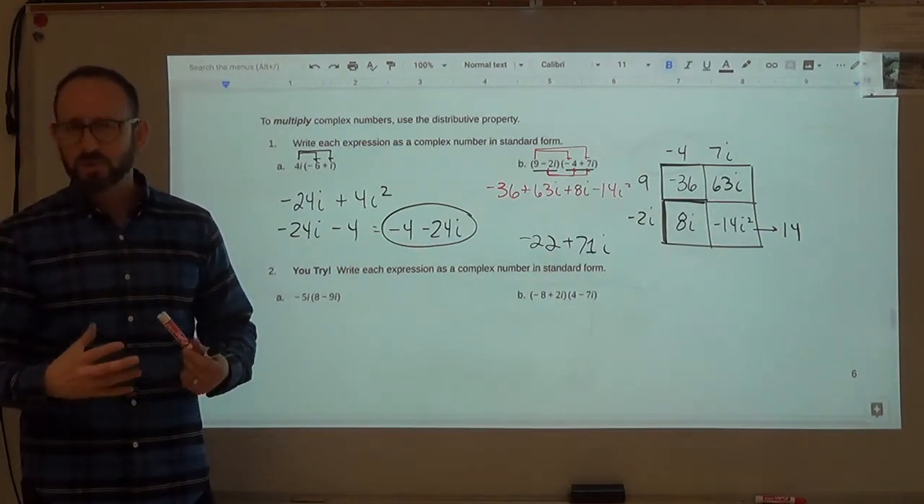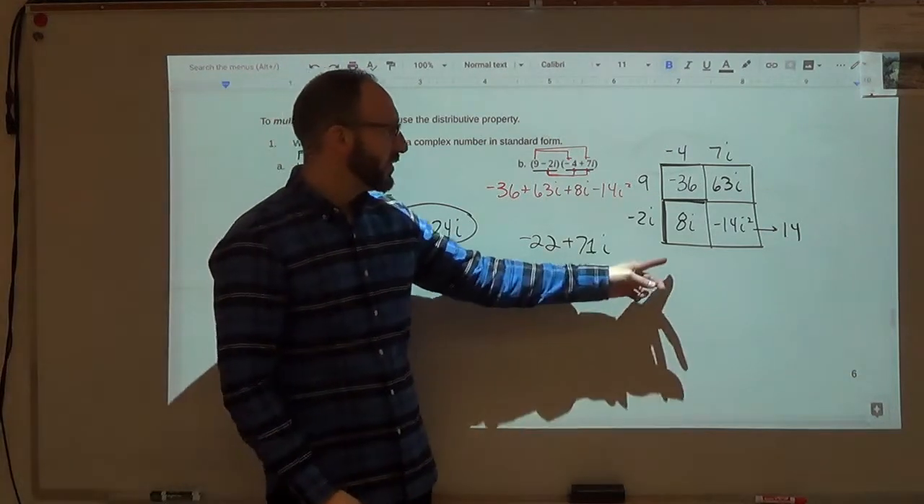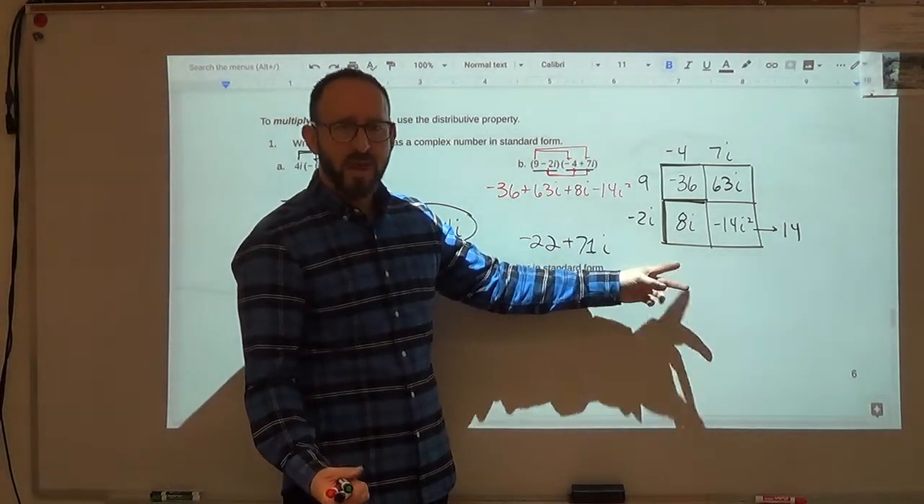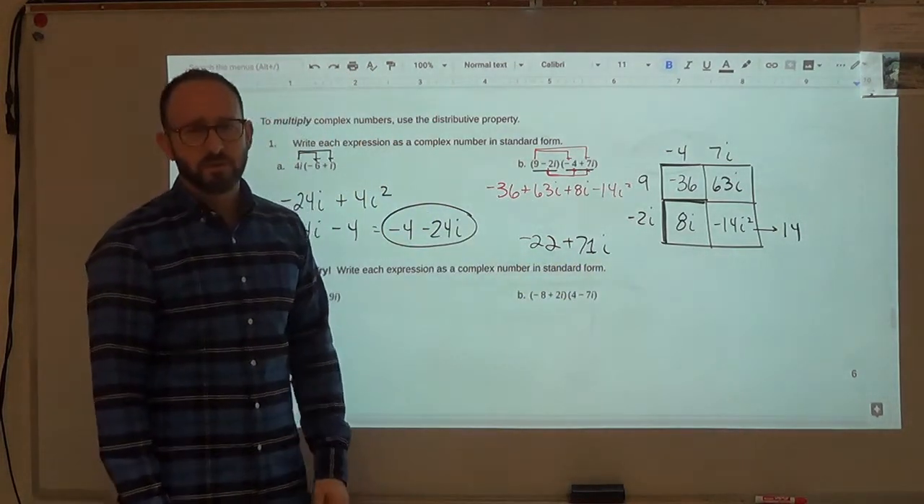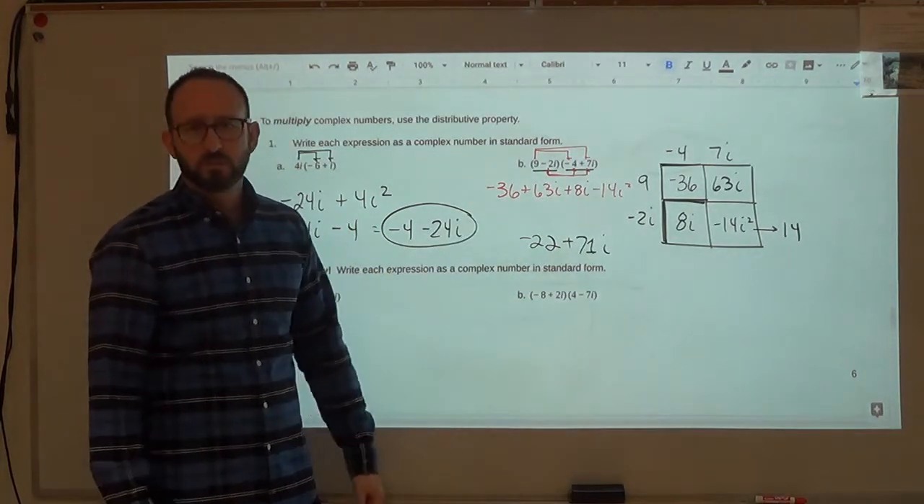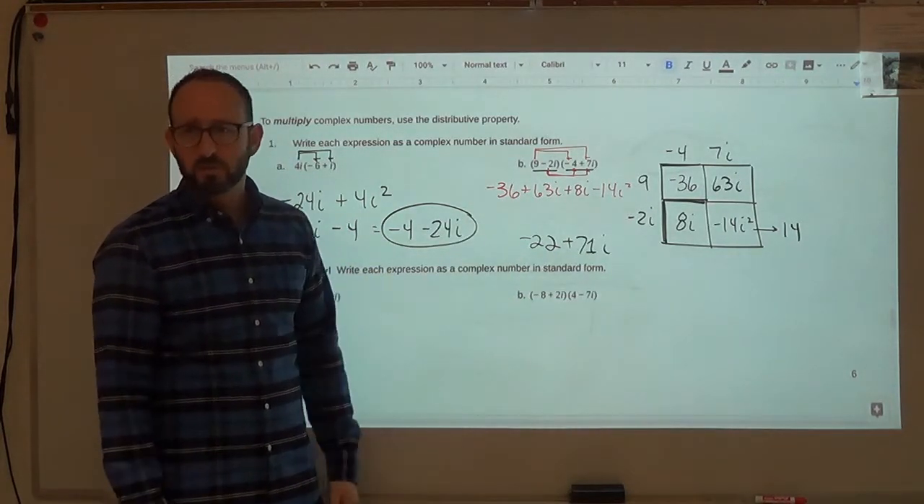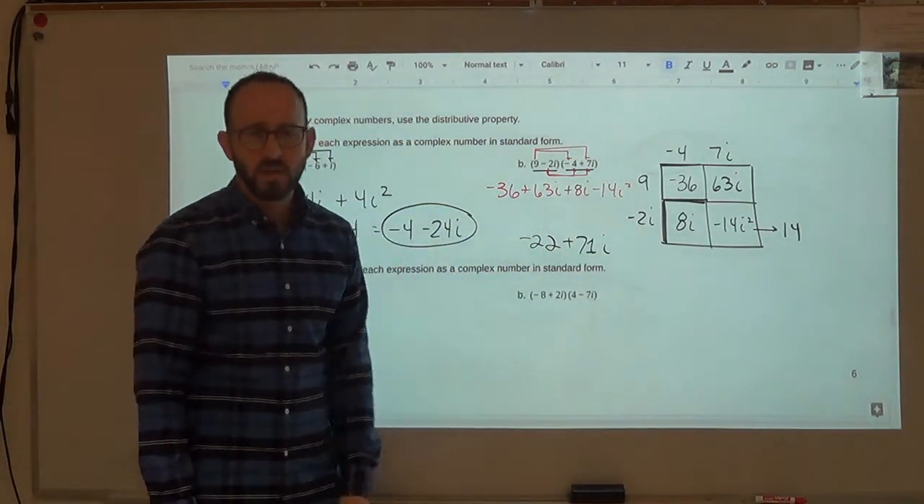Any issues, any questions or concerns there? So like I said, this gives you an approach. If you like that, roll with it. Otherwise, you can just rely on the distributive property. I tend to use this just because it involves less writing. But again, if you like that visual interpretation, then I would do that.